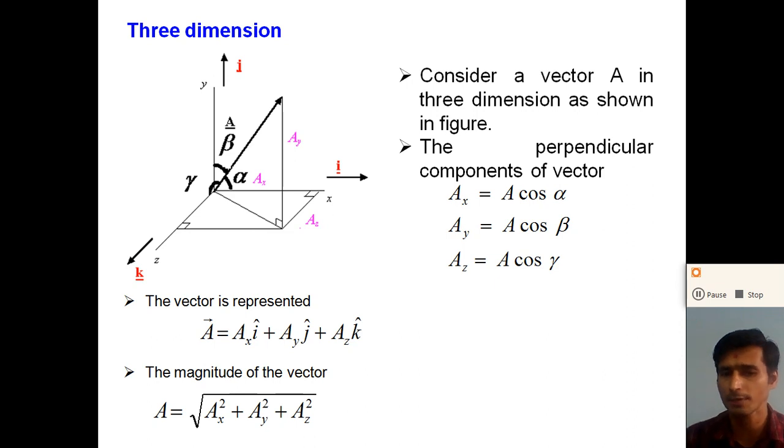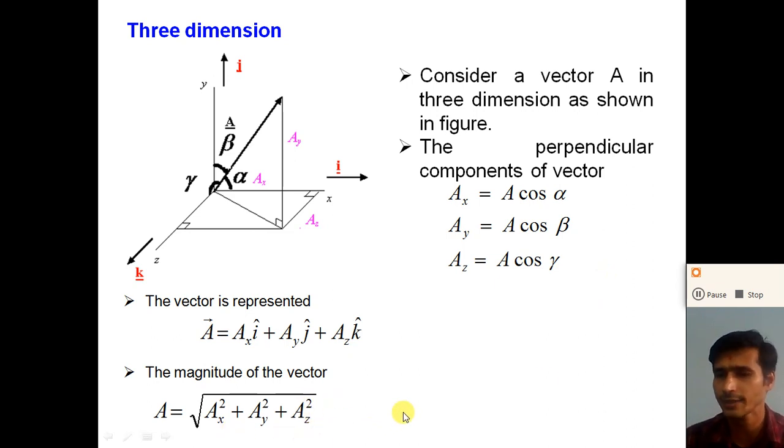So if the component form is given to you, we can get that a is equal to axi plus ayj plus azk, and from this component form we can easily calculate the magnitude of the vector a, which is equal to the square root of ax square plus ay square plus az square.